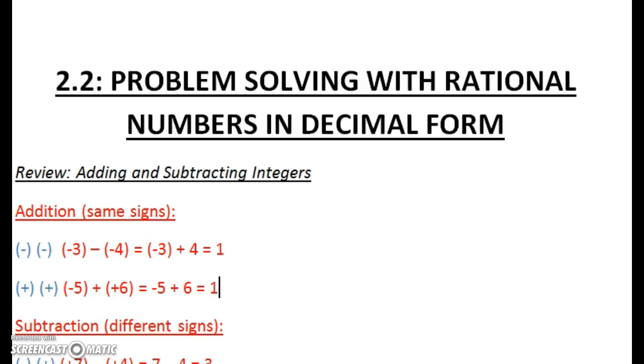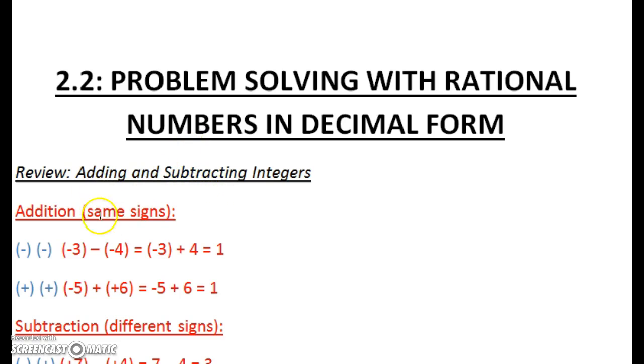In Foundations Math 6, we're going to look at problem solving with rational numbers in decimal form. This is in section 2.2 of your MathLinks 9 textbook. But before we do that, we're going to review how to add and subtract integers.